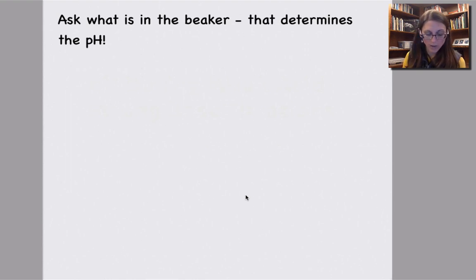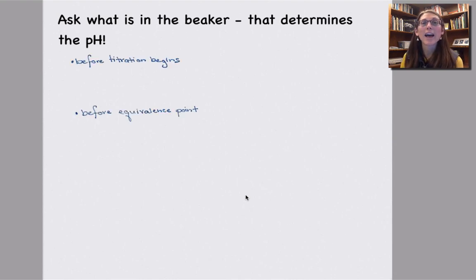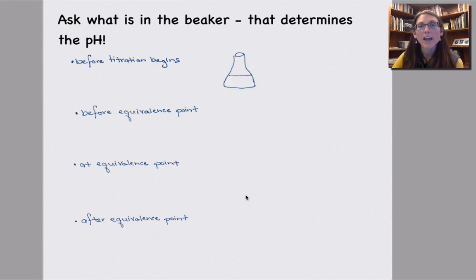We can ask what is in that flask before the titration begins, before the equivalence point, at the equivalence point, and after the equivalence point. So before the titration begins, what we have is a flask full of weak acid. And since it's a weak acid, a little bit of it will have dissociated. We'll need to carry out a weak acid ice table in order to calculate that pH.